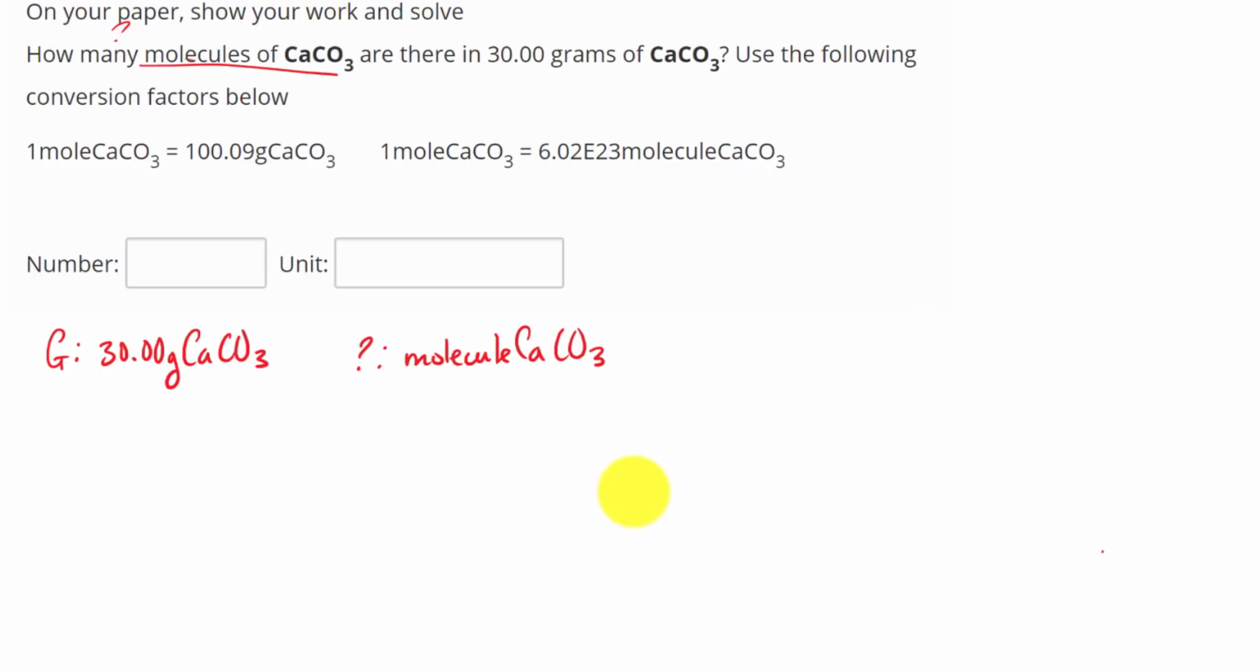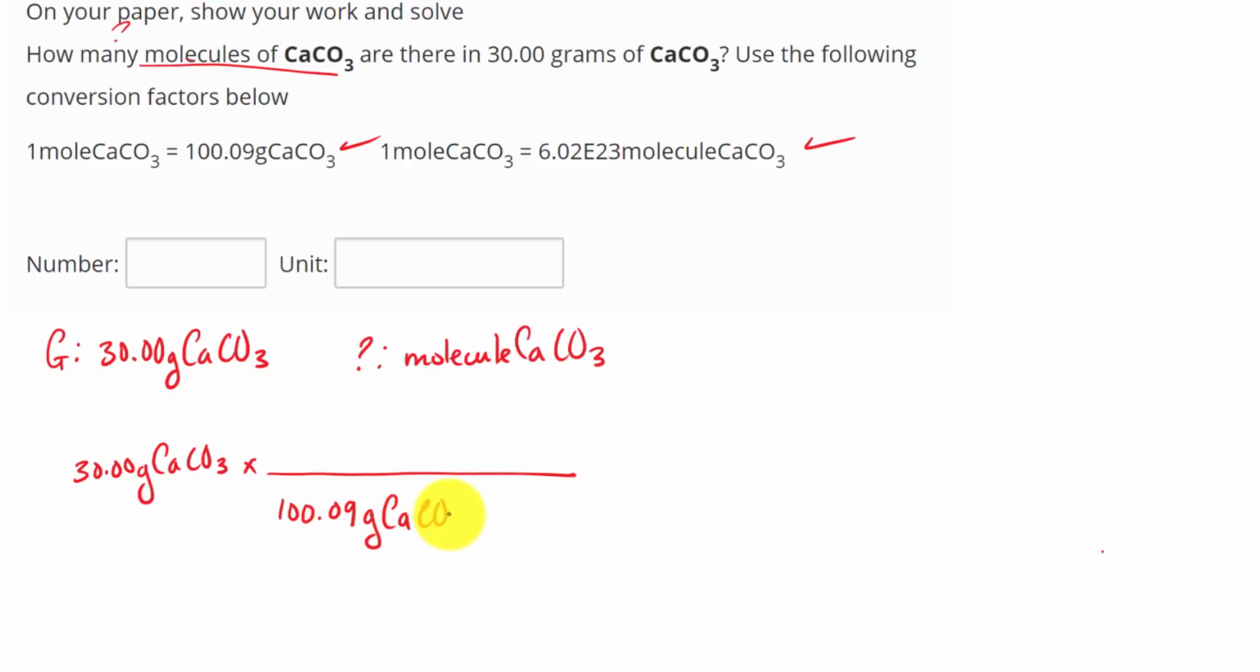Using the same strategy, we take our given times the conversion factor, which are given to us. So our given is 30 grams of calcium carbonate times our first conversion factor. And notice this is grams of calcium carbonate. So we are going to use the conversion factor with grams of calcium carbonate, and the grams is going to be on the bottom, because again, we need to cancel that out. So notice how grams of calcium carbonate cancel out. If the grams is on the bottom, well, the remaining part must be on top. So we have 1 mole of calcium carbonate. Now we are done with that conversion factor.